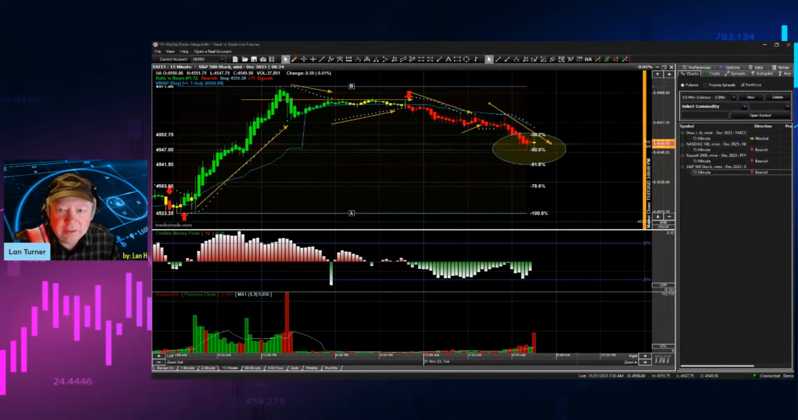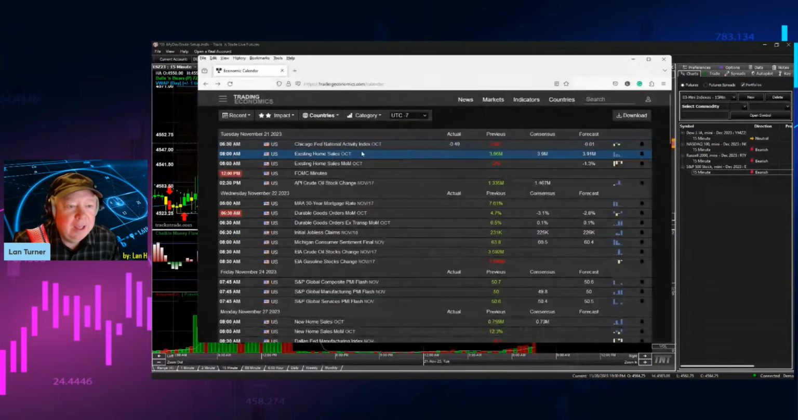And with that, let's look at today's news. This is the economic calendar. And today at 6:30, we had Chicago Fed National Activity Index. At 8 a.m. today, existing home sales. So in 20 minutes, we're going to look at existing home sales. That'll move the market a little bit. Usually the existing home sales moves the market.